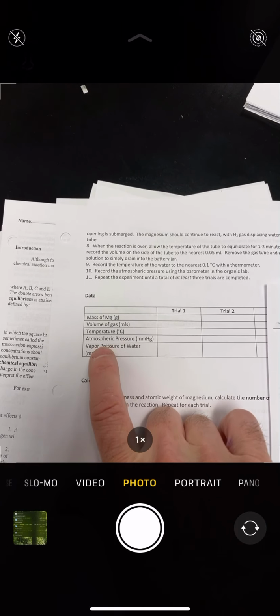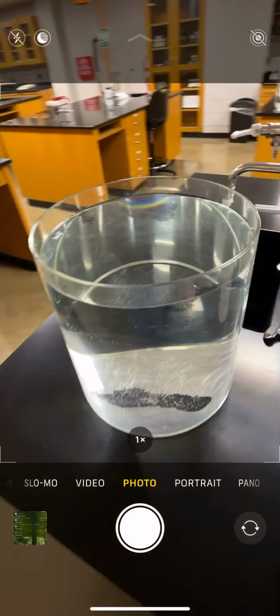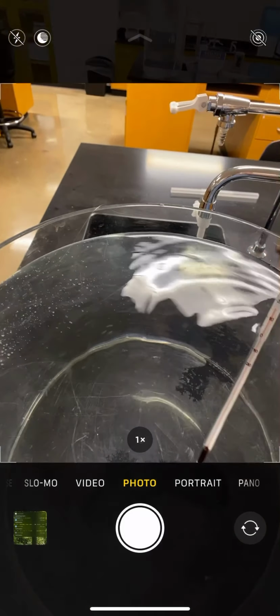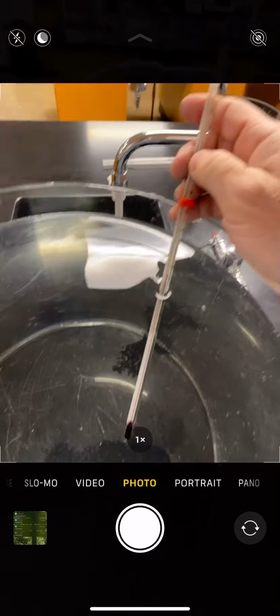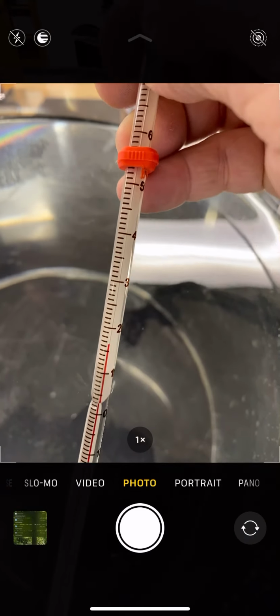We have mass of magnesium now. We've got atmospheric pressure and vapor pressure. We just need volume of gas and temperature. Let's get the temperature and then we'll get the volume of the gas. We're running this reaction in this tank. And the temperature in this room right now should be the same as this tank. It is, I'll let you read that yourself.